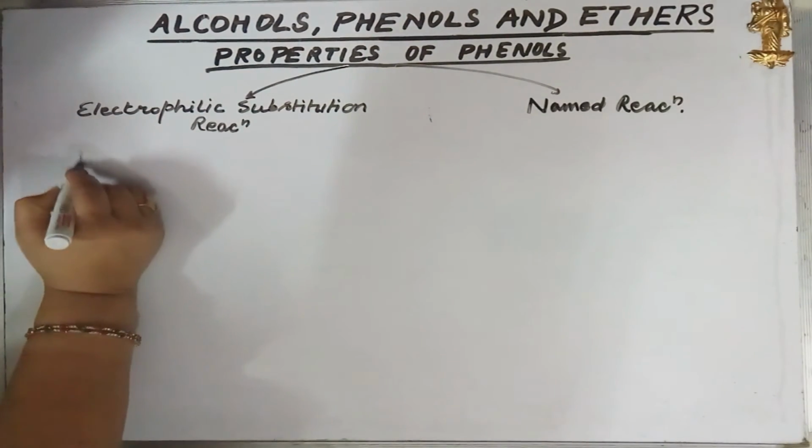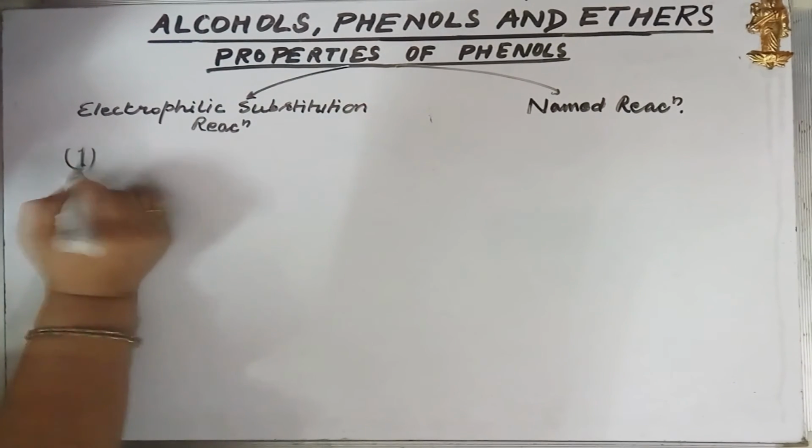The first named reaction is the Kolbe reaction. During this reaction, phenols react with sodium hydroxide and carbon dioxide at 4 to 7 atmospheric pressure to give a very important compound called salicylic acid. So salicylic acid is formed during the Kolbe reaction.